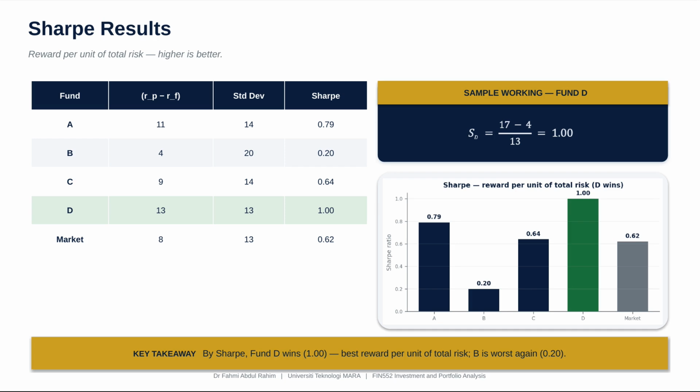Why did D win here when C won on Treynor? Because D has the lowest standard deviation, only 13. So on a total risk basis, it looks excellent, even though its high beta hurt it on Treynor. Fund B is again the worst, at 0.20. Notice the rankings have already started to differ between the two measures, and that is the key lesson coming up. But first, the third measure, Jensen's alpha.